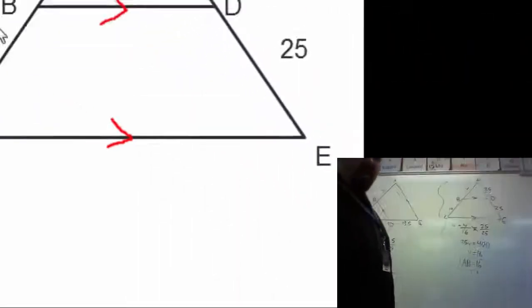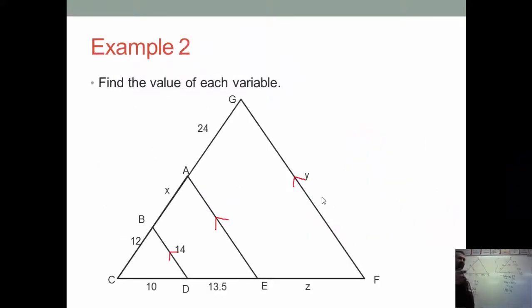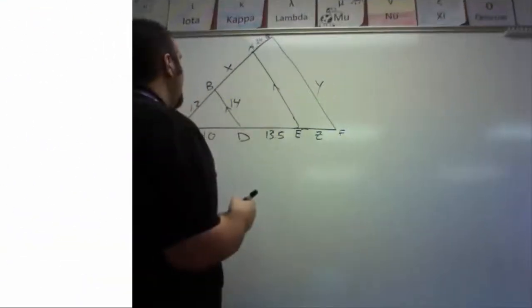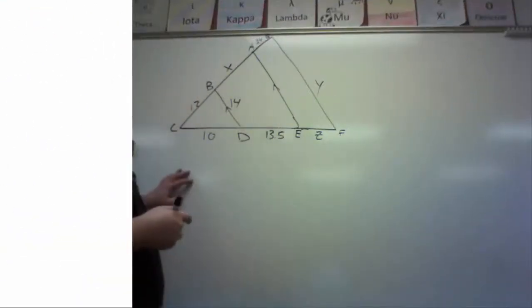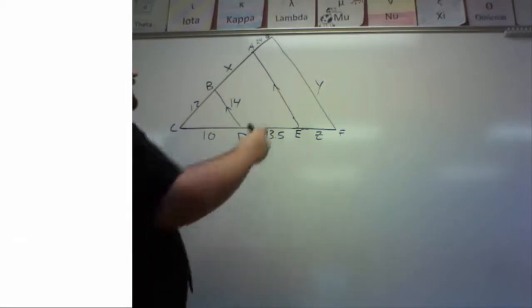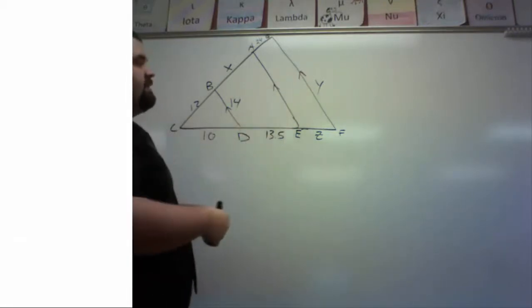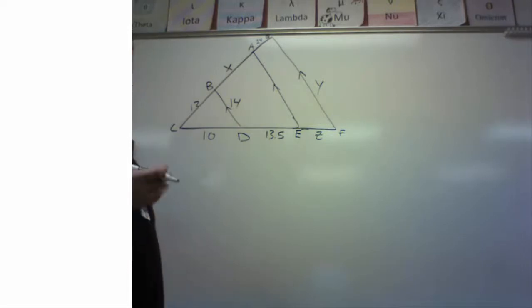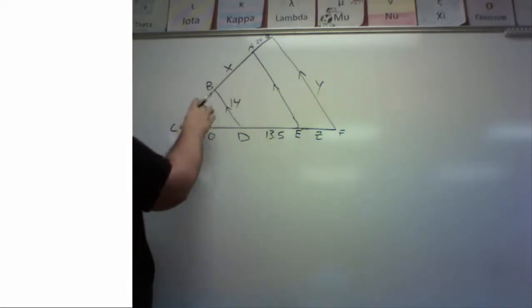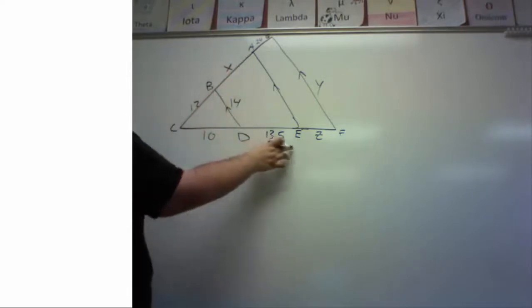Let's look at one slightly tougher. Find the value of each variable. And I don't just give you 1, I don't just give you 2, I give you 3. Alright, if I look at this one here, what I notice right away is that I have multiple parallel lines. But it still is true that each line divides it proportionally. If I look here, this part to this part should equal this part to this part.